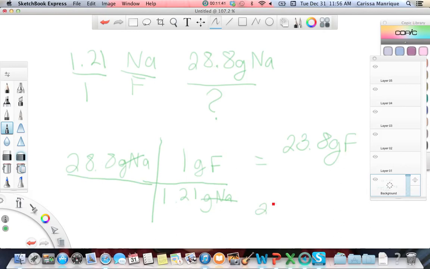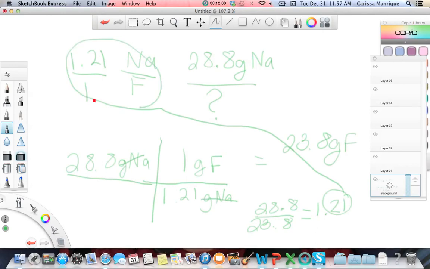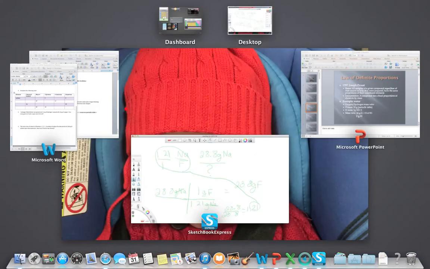So if you divide 28.8 divided by 23.8, when you do this, you will get 1.21, which is this ratio right here, 1.21 to 1. Basically this says when I divide the amount of sodium by the amount of fluorine, I should always get 1.21. And that's what that law says. If it's the same compound, you're going to get the same ratio.